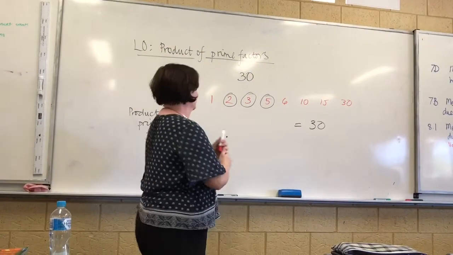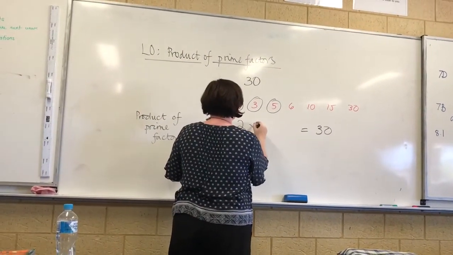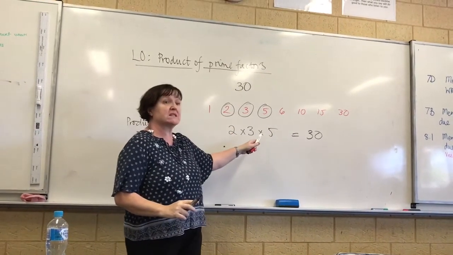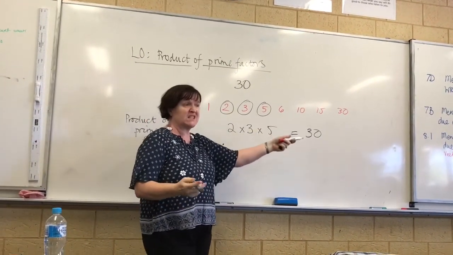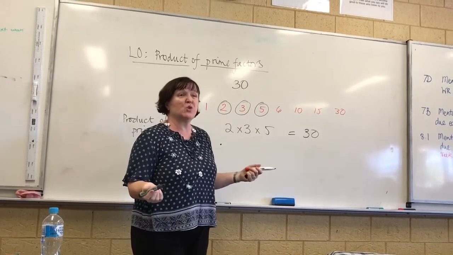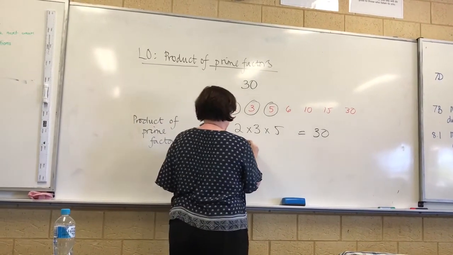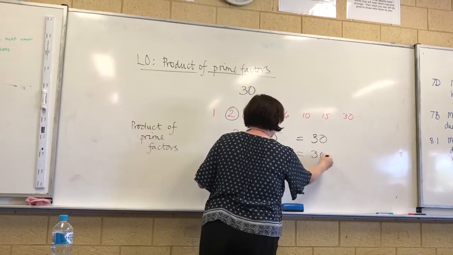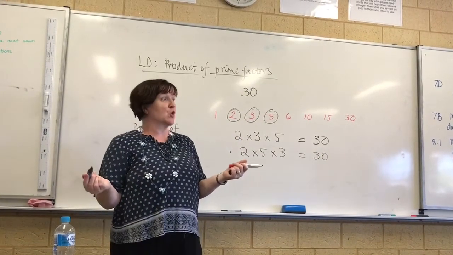Okay, Bryce. 2 times 3 times 5. Okay, so 2 times 3 is 6 times 5 is 30. Okay. Anyone do it in a different order? Mackenzie. I did 2 times 5 times 3. Okay, that also equals 30. Anyone do it in a different order?